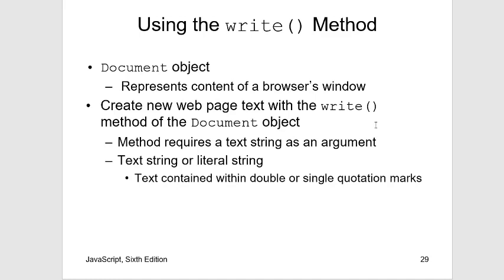The document object. Please refer to the link on the page for JavaScriptKit.com, which gives you a look at the document object. The document object represents the contents of the browser window, and we use a method of the document object to write something to the browser window.